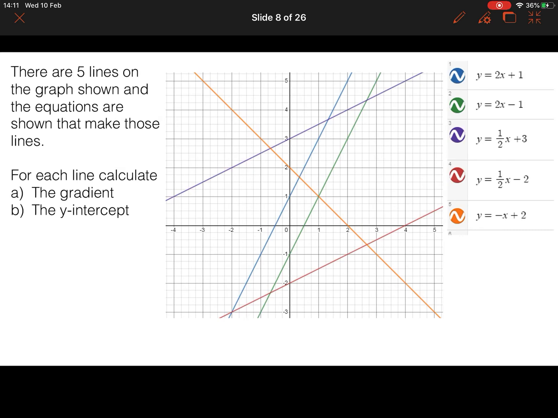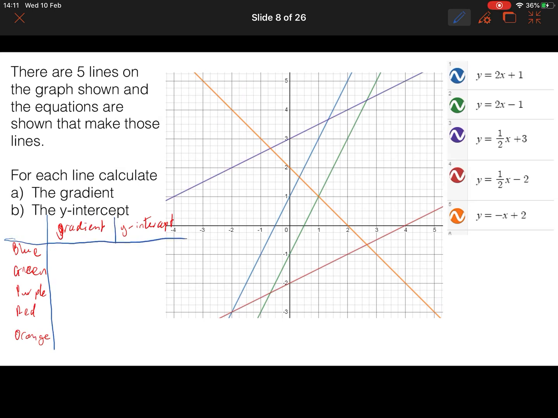Okay, what I'm going to do is I'm going to try and organise this. So I'm going to put my colours in: blue, green, purple, red, and orange. And then I'm going to do gradient, and I'm going to do y-intercept. So I'm going to organise my work as a table. Okay, so that's good organisation if you're doing something like this, okay? So we're going to find the gradient and the y-intercept of each one.